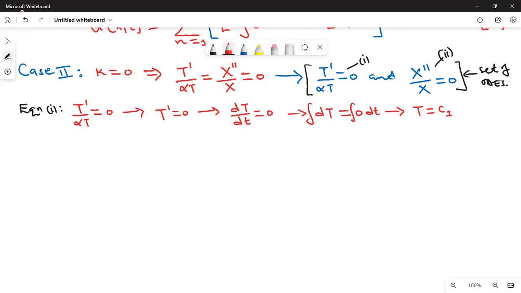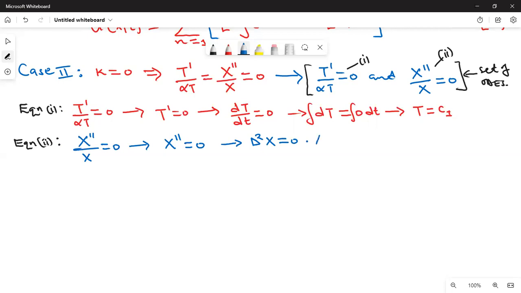What about the other equation? Equation 2. In equation 2, this is what we have. X double prime over X is equal to 0. If you cross multiply, you get X double prime is equal to 0. So this one, integrate twice. Remember, this could be written in terms of the D operator. D squared operating on X is equal to 0, where D is the derivative with respect to x.